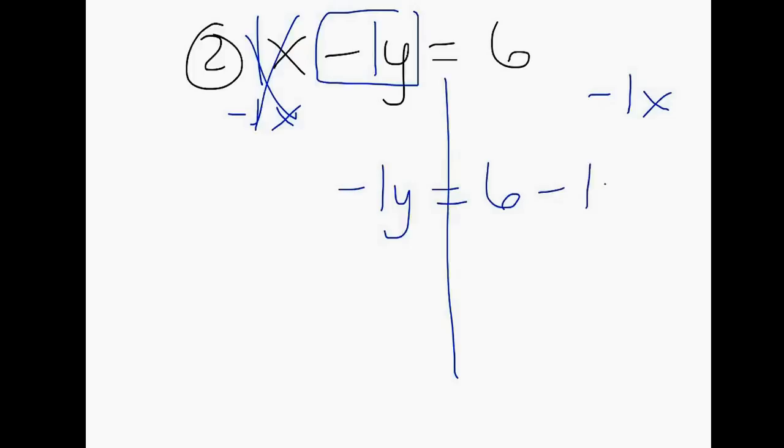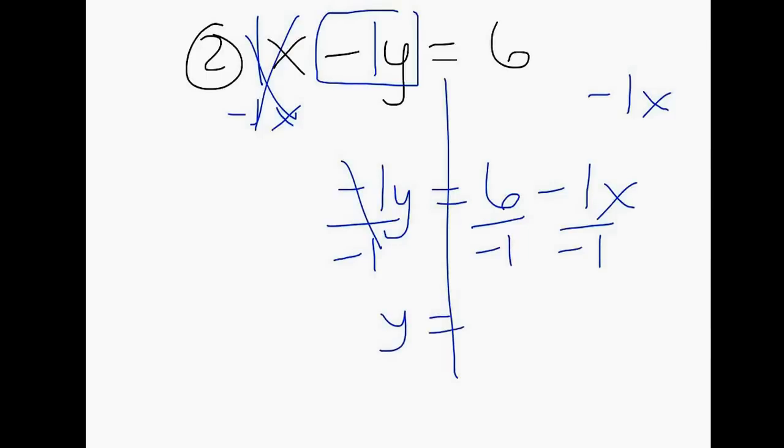6 minus 1x. When it's beside it, I divide it. So divide everything by negative 1. y equals 6 divided by negative 1 is negative 6. Negative 1 divided by negative 1 becomes positive 1x.